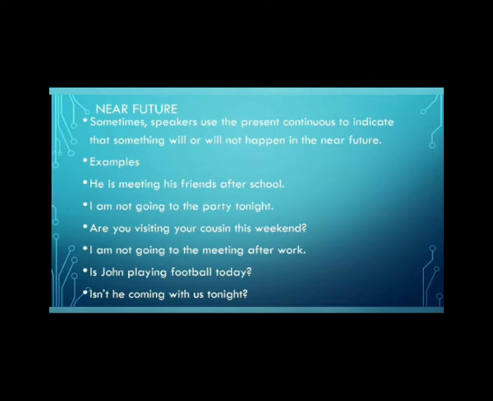The next use of present continuous tense is near future, like a plan of a near future. Sometimes we use the present continuous tense to indicate that something will or will not happen in the near future. Example: he is meeting his friends after school. I am not going to the party tonight. Are you visiting your cousin this weekend? I am not going to the meeting after work. Is John playing football today? Isn't he coming with us tonight?